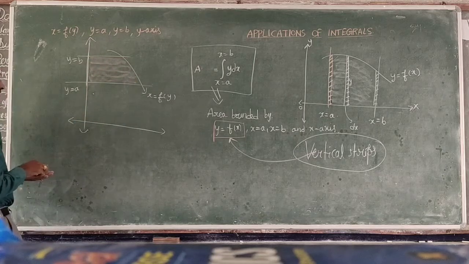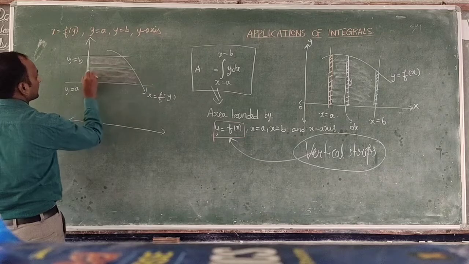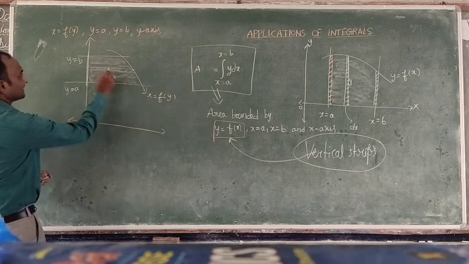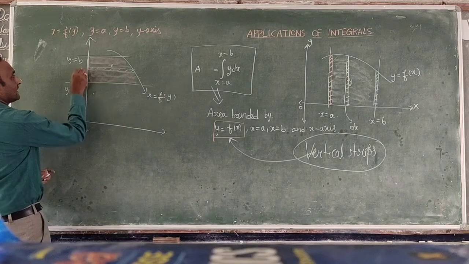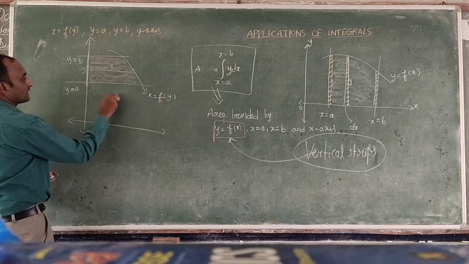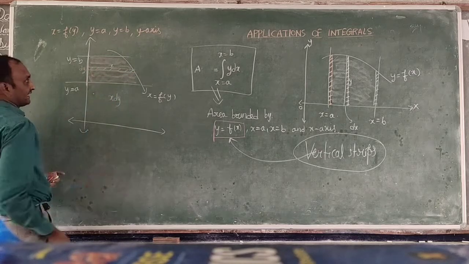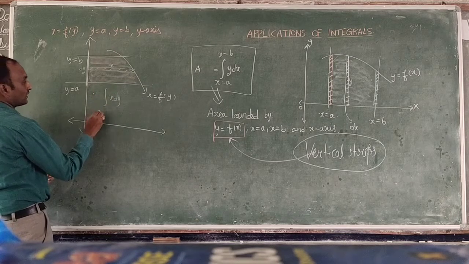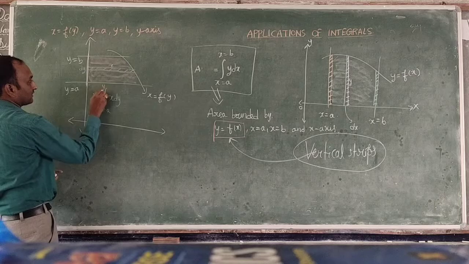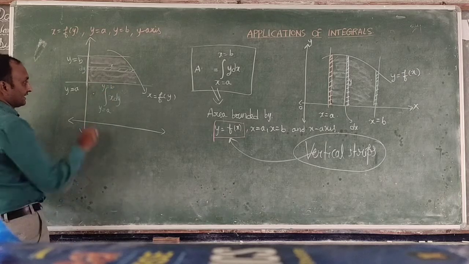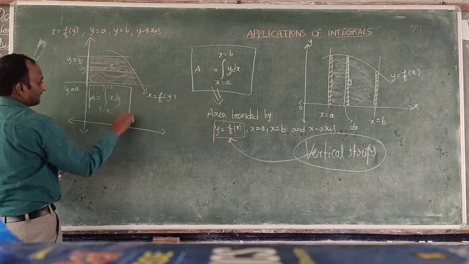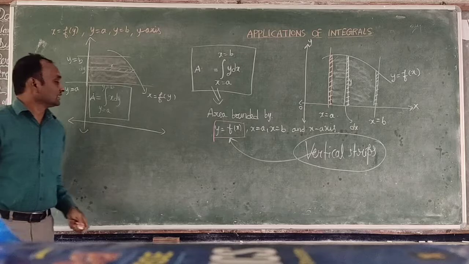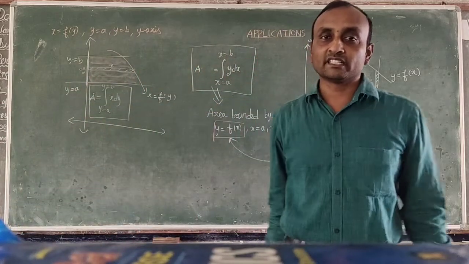So this time I use the method which is horizontal strips. This is the area we have to find. Here the horizontal length is x and the vertical length is dy. So we have to find x into dy to find one rectangle. But this rectangle is moving from a to b. That means all rectangles from y equal to a to y equal to b must be added to get the required area. So the area is the integral from y is equal to a to y is equal to b of x dy. That is the area of the region bounded by the given curve.